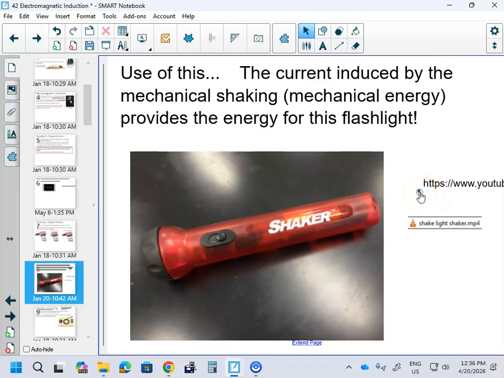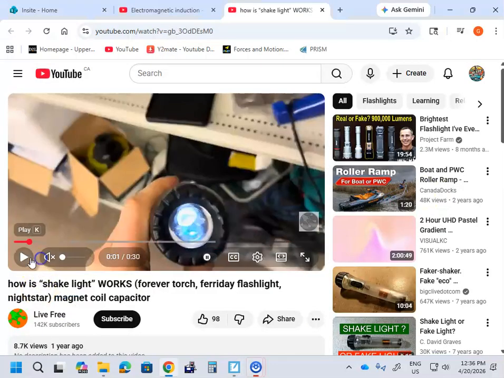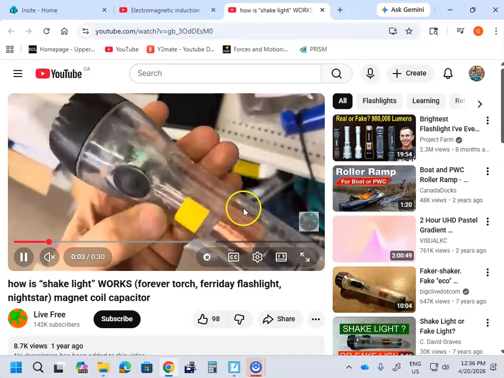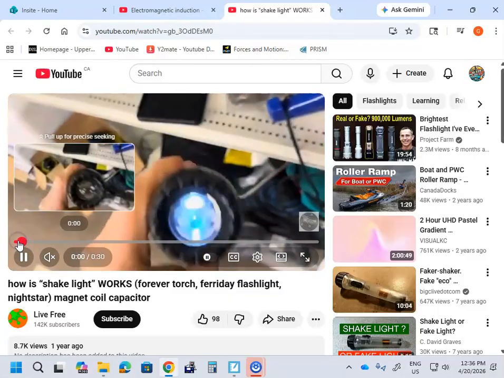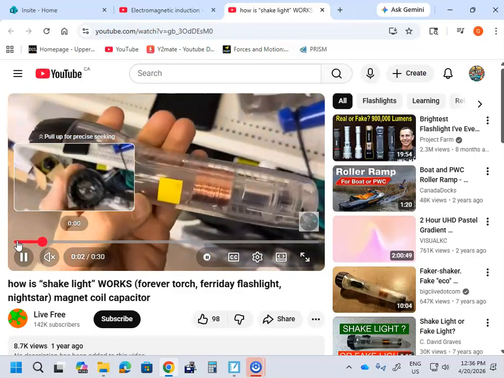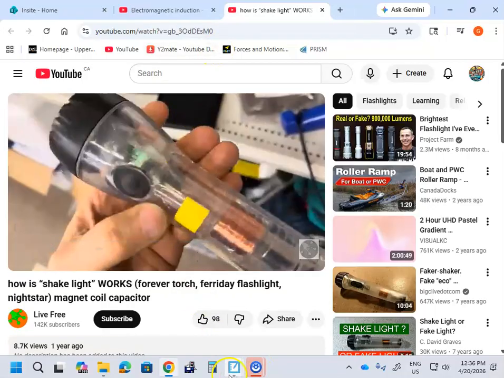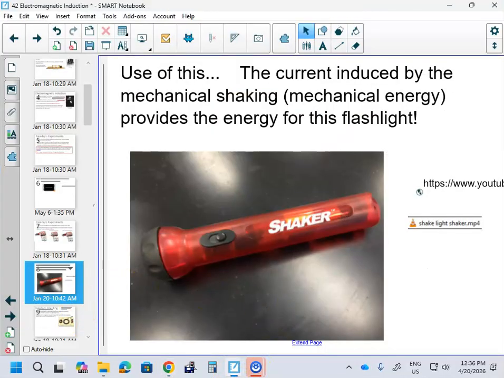So let's see. Hopefully this one's pretty quick here. All right, so this is the little light here. He's talking about how there's a coil of wire and a magnet and so on. But at the beginning, as he's shaking it, it just flashes, right? So it's a real thing.